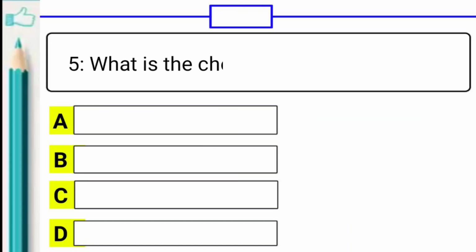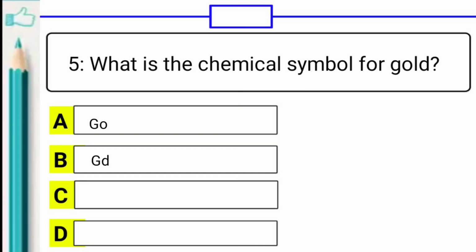Question 5. What is the chemical symbol for gold? A. Go. B. Gd. C. Au. D. Ag.